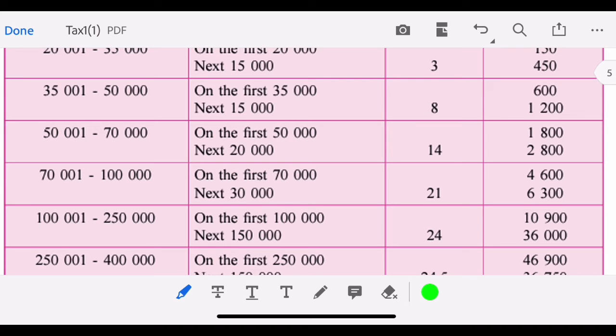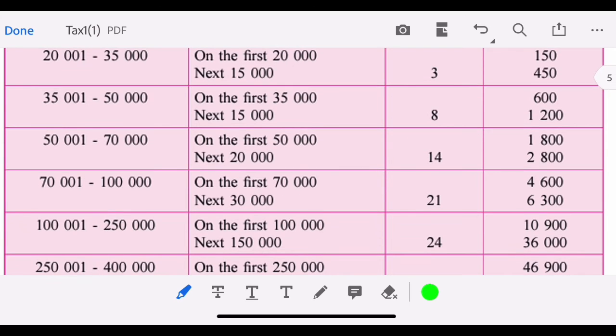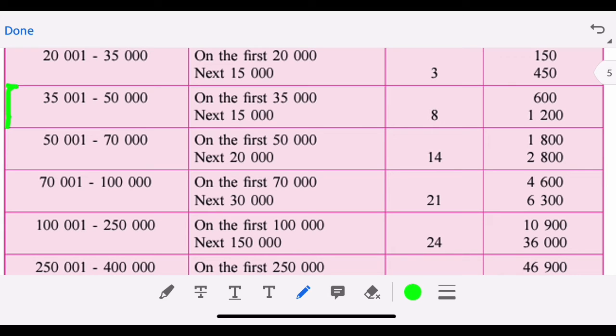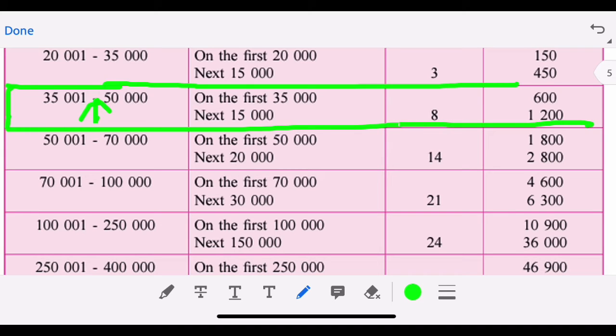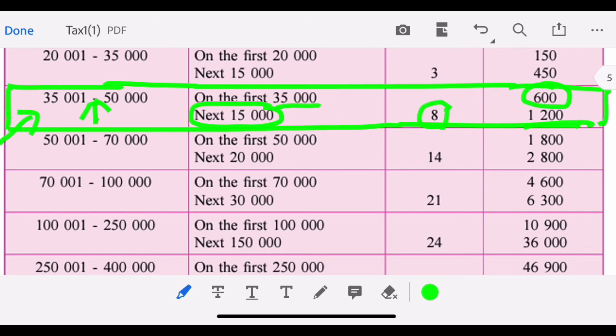So just now it's about 47,000, isn't it? So we will go to the table and highlight the range whereby 47,000 lies between 35,000 and 50,000. We will just highlight this one. This is the row of the range of the salary that we need to refer to from the table. You can see for the first 35,000, the base tax is 600, and then for the next balance, for every 15,000 the tax is 8%, which is 1,200. So based on this rule, we will do the calculation. Got it?